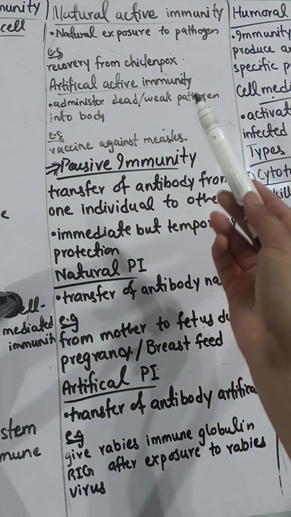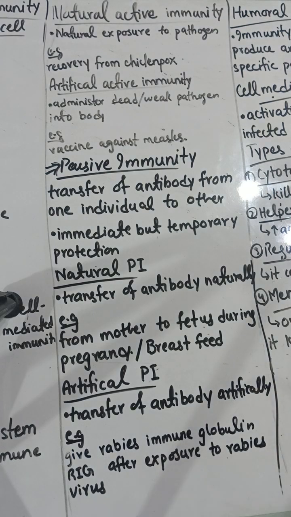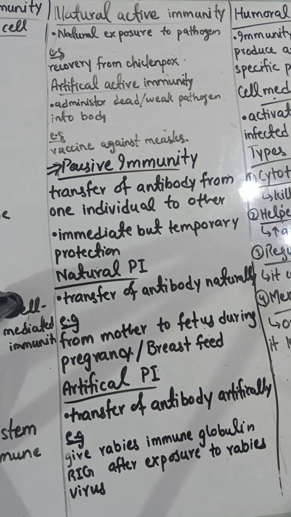Artificial active immunity means you have to administer some dead or weak pathogens into your body. This is done by a vaccine. A vaccine consists of dead microorganisms. We enter it, our body produces the immune cells against it and protects us from that disease.